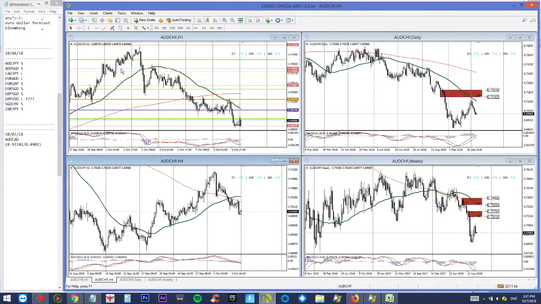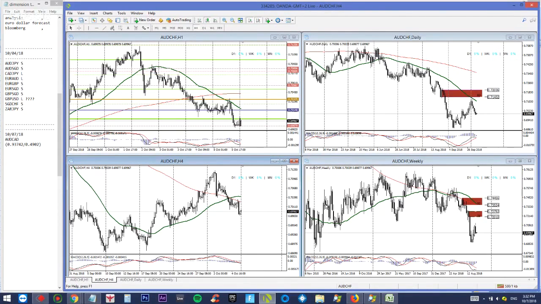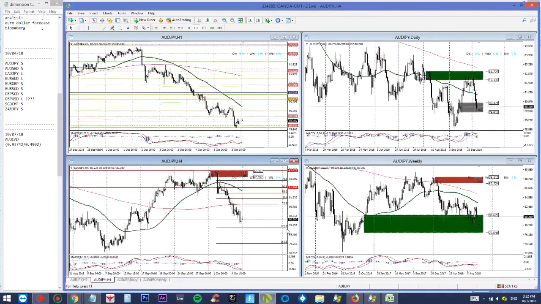AUD CHF. This pair is respecting supply with a higher high. The low hasn't been broken or tested, so we will skip this one till the low has been touched. And we're looking for some retrace back for the entry possibility. So AUD CHF, we will come back another day to see if that's going to happen.